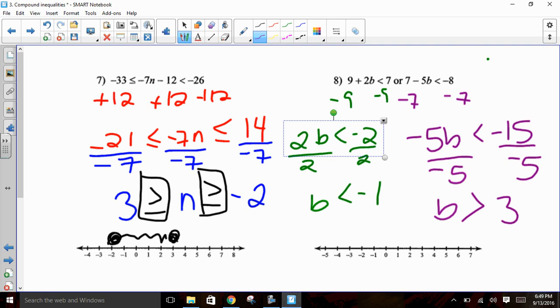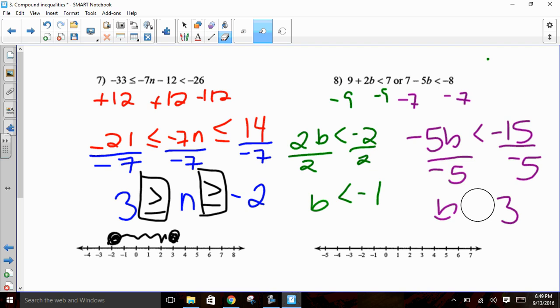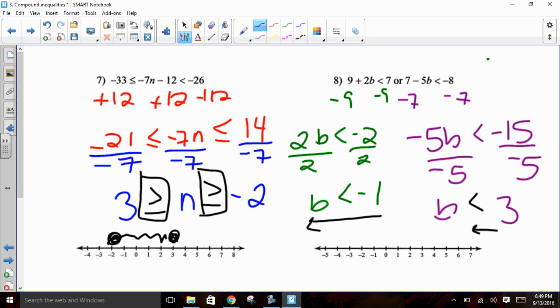Again, if you forgot to flip your sign and you left it as less than, this green line already tells me I'm going to go to the left. And then this one would be going to the left as well. We don't have, in these two different types of inequalities, anything going the same way. We have opposites. Either they are going away from each other, or they're going towards each other, but they never are going the same way.